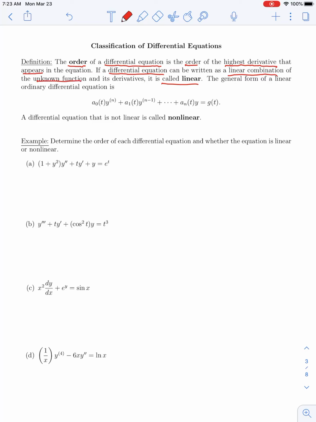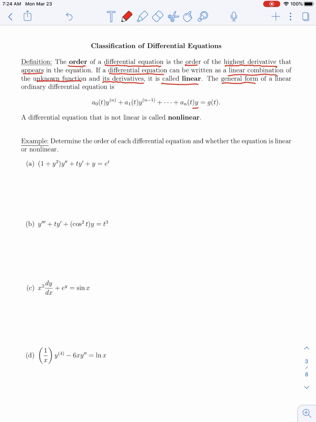Typically, we use y to denote that function, and its derivatives. So in general, a differential equation is said to be linear if it can be expressed in the following general form. So say, for instance, we would start with our original unknown function y, and I could be multiplying that function y out in front by some function of t, a sub n of t.